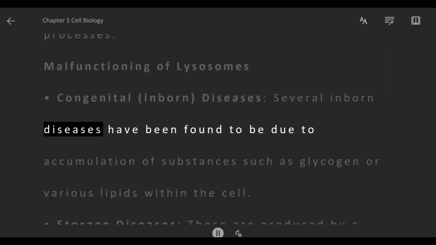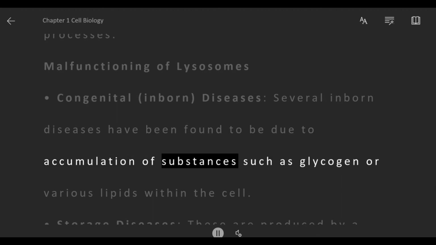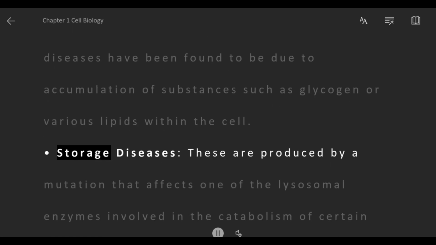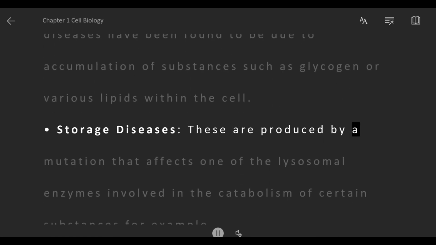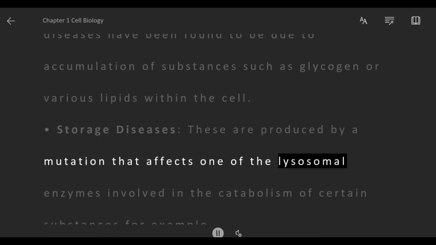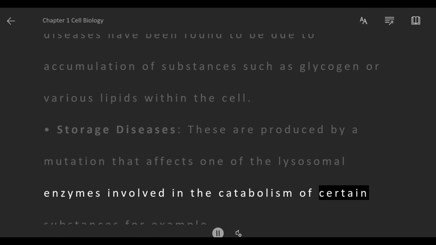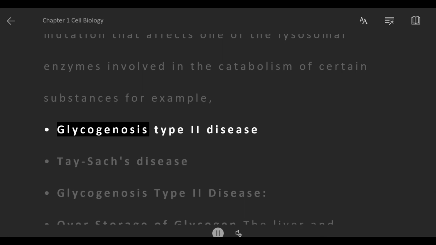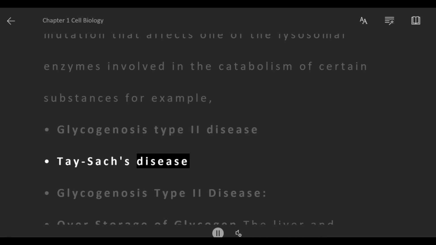Several inborn diseases have been found to be due to accumulation of substances such as glycogen or various lipids within the cell. Storage diseases are produced by a mutation that affects one of the lysosomal enzymes involved in the catabolism of certain substances, for example, Glycogenosis type 2 disease and Tay-Sachs disease.